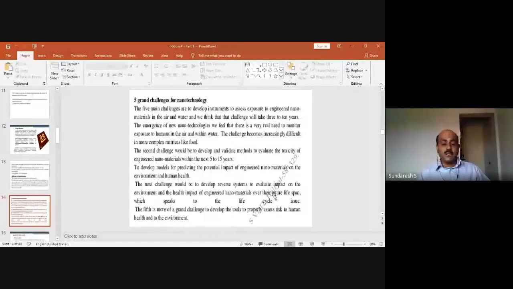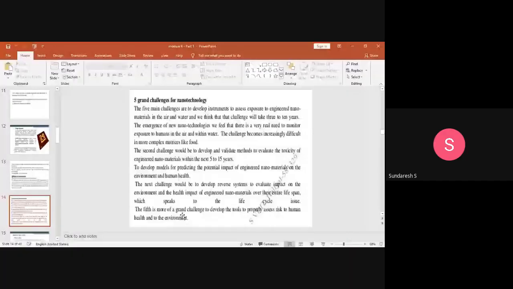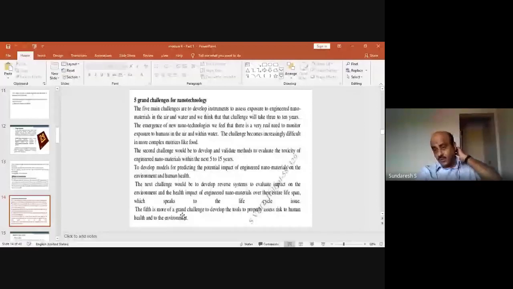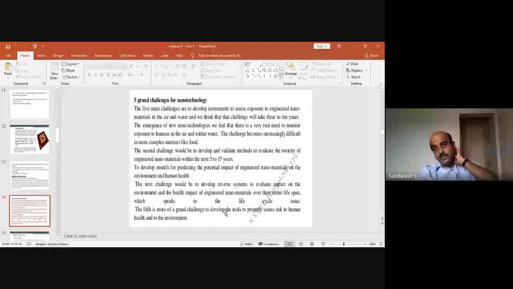So what is the adverse effect? We need to develop systems through which we can evaluate the adverse effects which can have an impact on the environment and health. Then the fifth one is more of a grand challenge: to properly assess risk to human health and the environment. Risk for human health is one of the most important things, and we are supposed to be very careful.